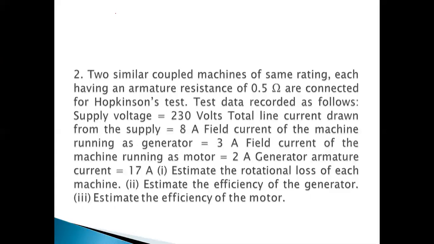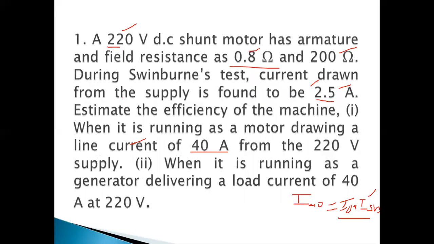And next, another problem. Two similar coupled machines of same rating. Sorry, that is the Hopkinson test, not to be covered here.